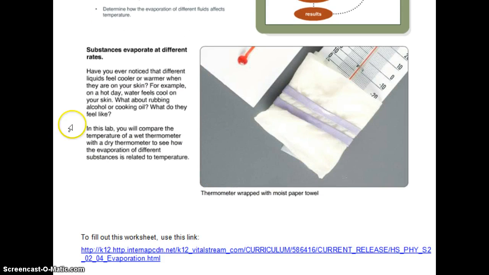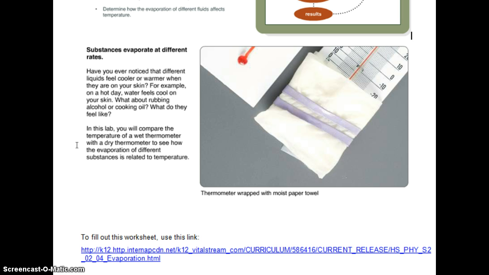Substances evaporate at different rates. Have you ever noticed that different liquids feel cooler or warmer when they are on your skin? For example, on a hot day, water feels cool on your skin. What about rubbing alcohol or cooking oil? What do they feel like? So go ahead and try them. It's good to try it out, and then that will help you remember and learn stuff better. So hit pause, go try it out.